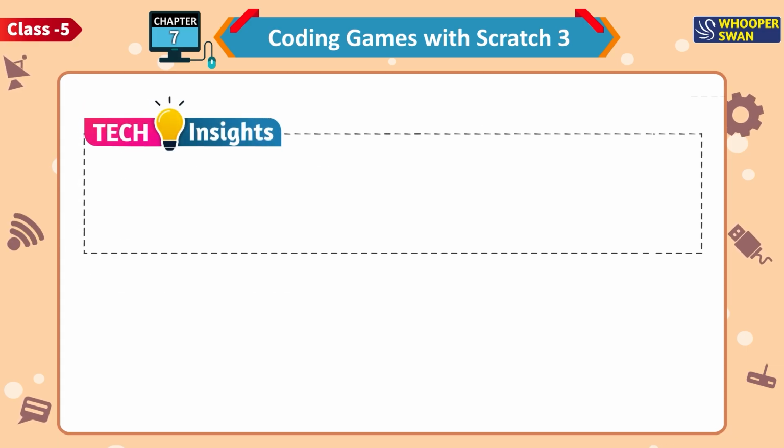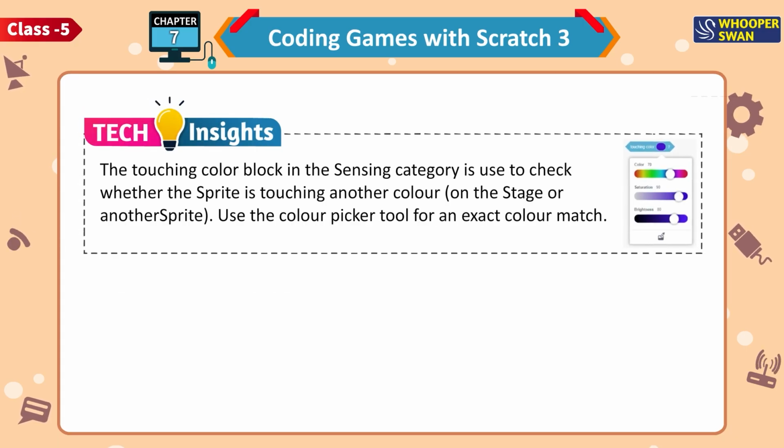Tech insights. The touching color block in the sensing category is used to check whether the sprite is touching another color on the stage or another sprite. Use the color picker tool for an exact color match.